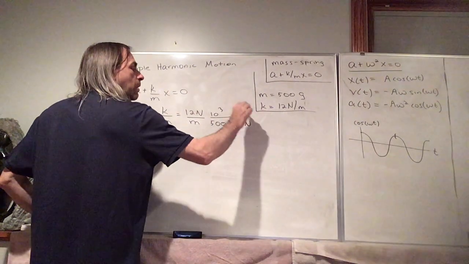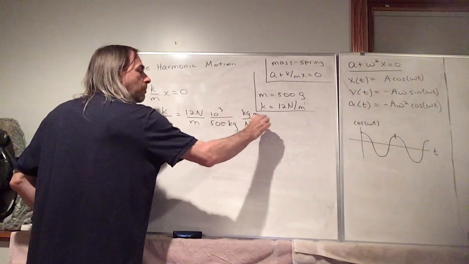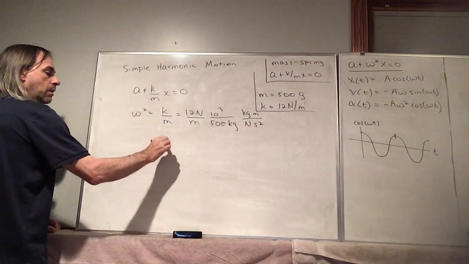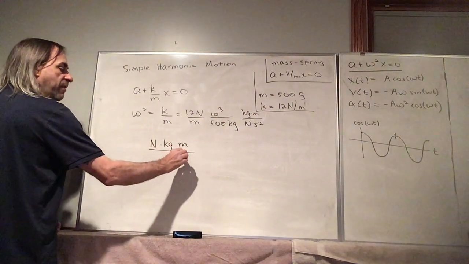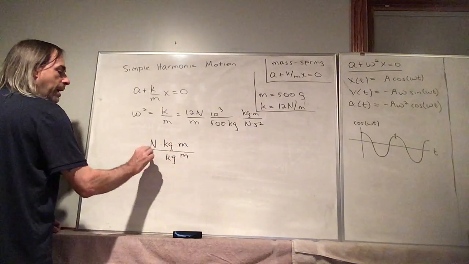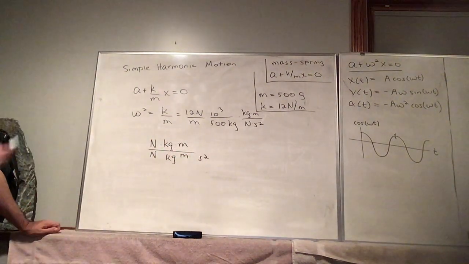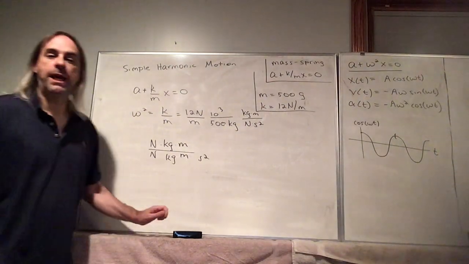Now let's do this. A newton is a kilogram meter per second squared. So let's look at the units. We have newtons, kilograms, and meters. On the bottom we have meters, kilograms, newtons, and second squared. So everything else cancels out. So omega has units radians per second.